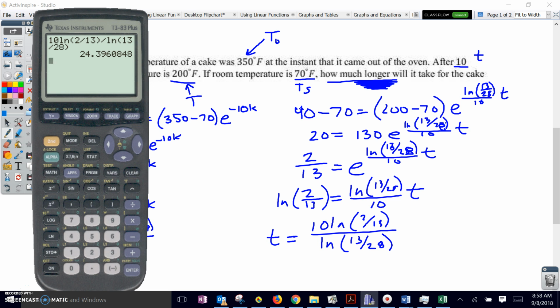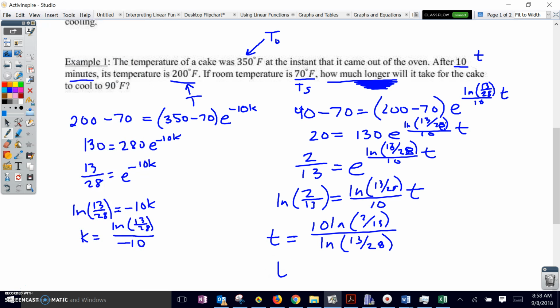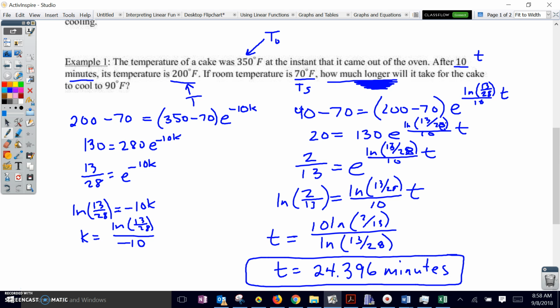And so it should take 24.396 minutes. And that's how much longer it will take for the cake to cool to 90 degrees Fahrenheit.